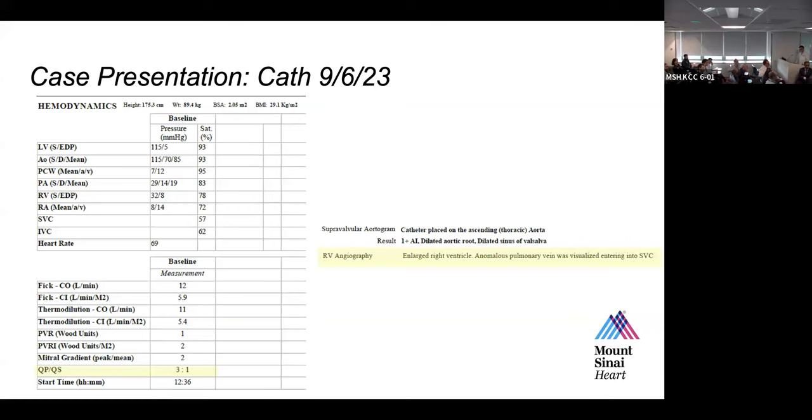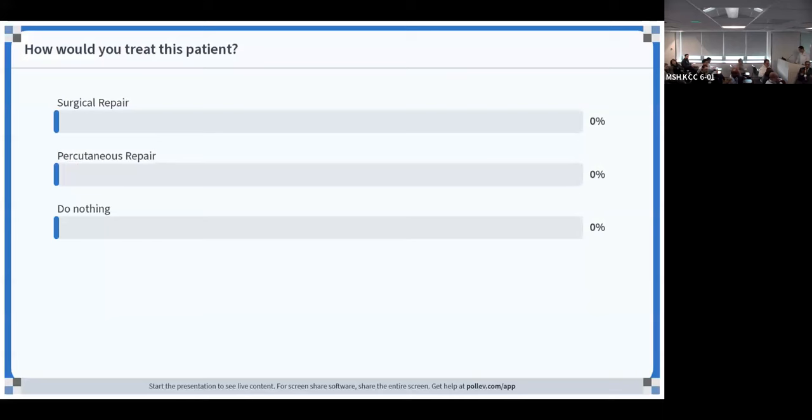Absolutely. And Ali, I have a question for you. Based on these hemodynamics, do you think this is a patient that's a candidate for closure? Let's move on to management then. We're getting short on time, and we're about to get into that. Next audience response question: how would you treat this patient?